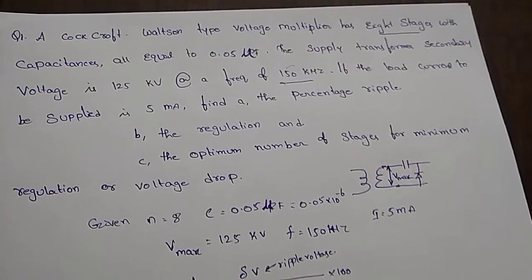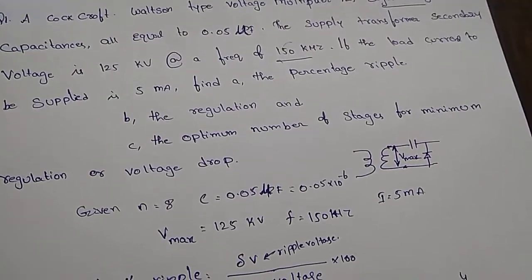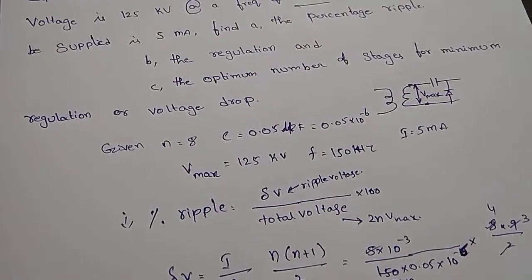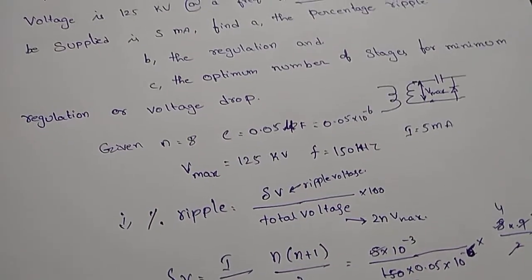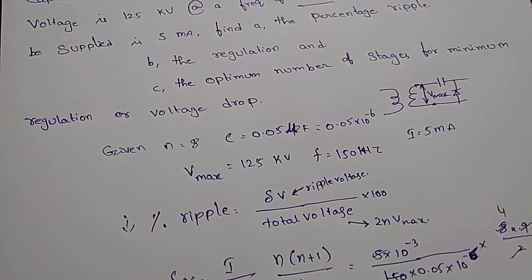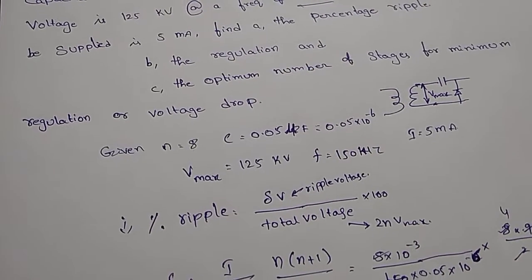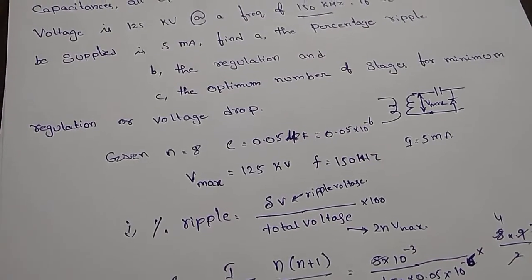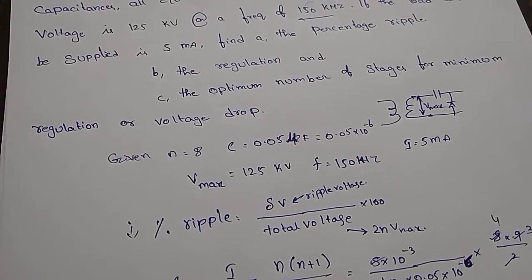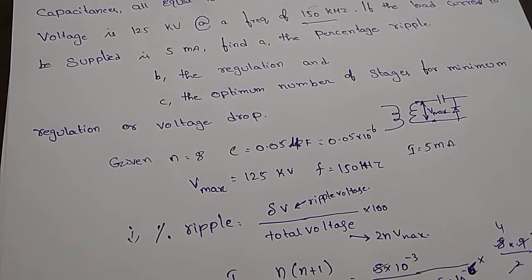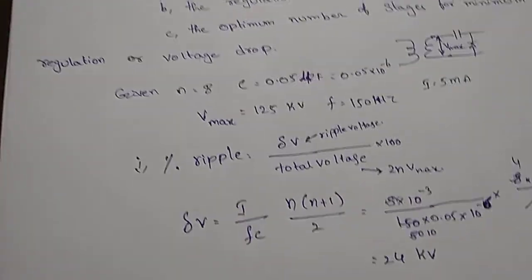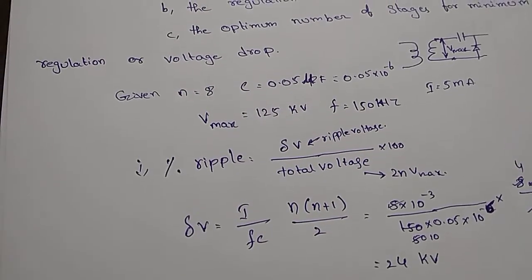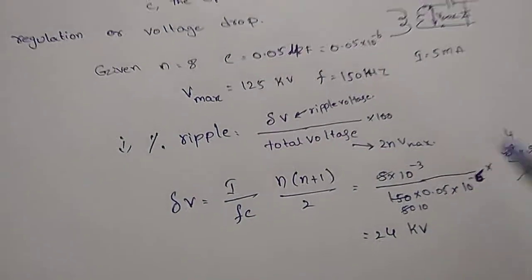Already in the class we saw the derivations and the formulas. So now we go with the percentage ripple. Percentage ripple means ripple voltage divided by total voltage. The total voltage depends upon the total number of stages. For each stage it will be 2 Vmax, so for n stages it is 2n Vmax. We got the total voltage directly. The ripple voltage depends upon the formula I divided by Fc, into n into n plus 2. So let us substitute all the values.